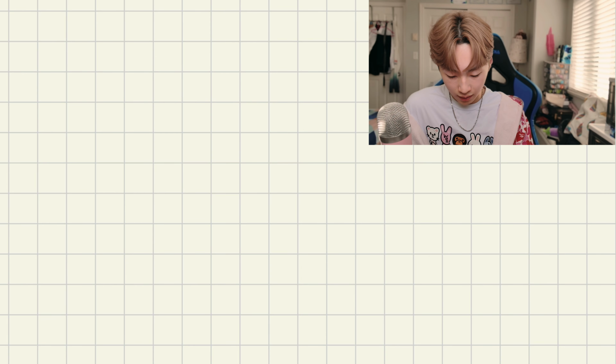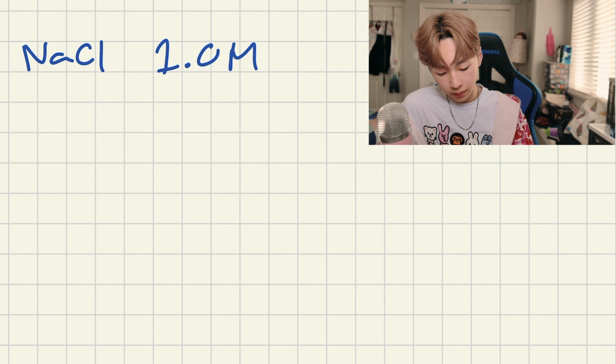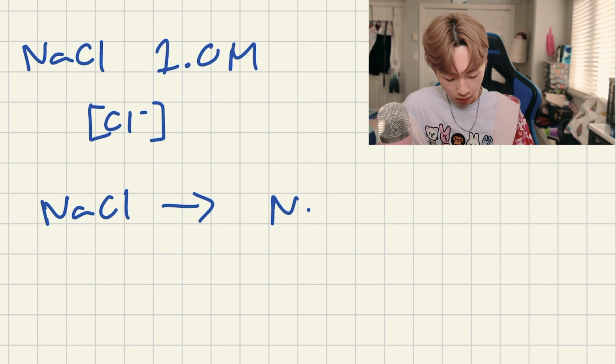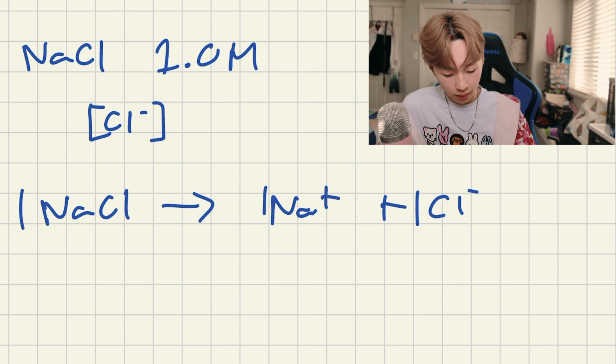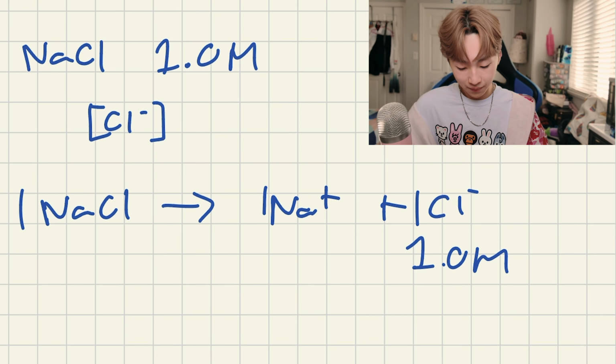Let's say you had NaCl and it's 1 molar. And we want to find the concentration of Cl minus. We're going to first dissociate our NaCl into Na plus and Cl minus. And because it's a 1 to 1 to 1 ratio, it's just going to be 1.0 molar for our Cl minus. And same with our Na plus.